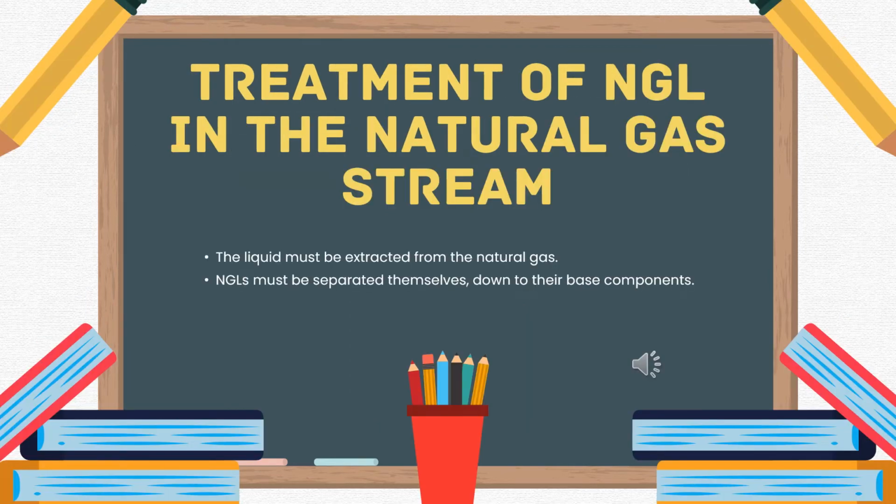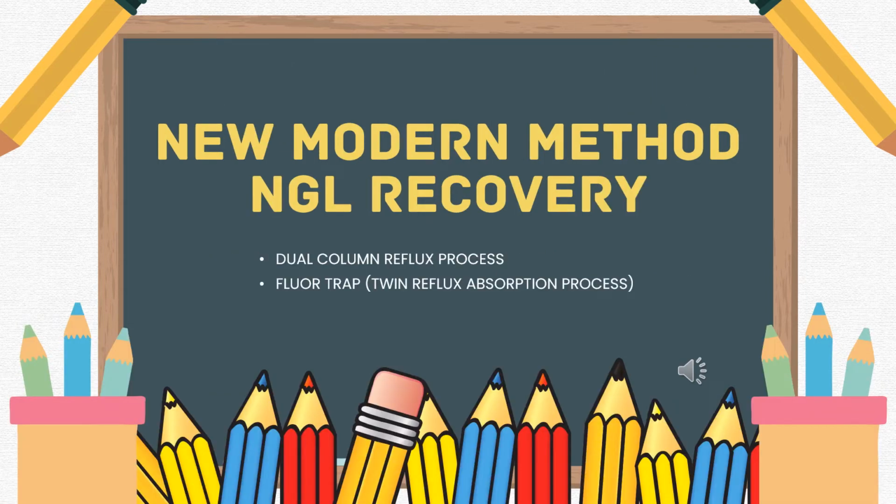There are two treatments of natural gas liquids in the natural gas stream that have been identified. The first one is that the liquid must be extracted from the natural gas. The second one is that the natural gas liquids must be separated down to their base components. There are a lot of new modern NGL recovery methods in this era. In this slide, I'm going to present two new modern NGL recovery methods, which are the dual column reflux process and the Flow Trap twin reflux absorption process.